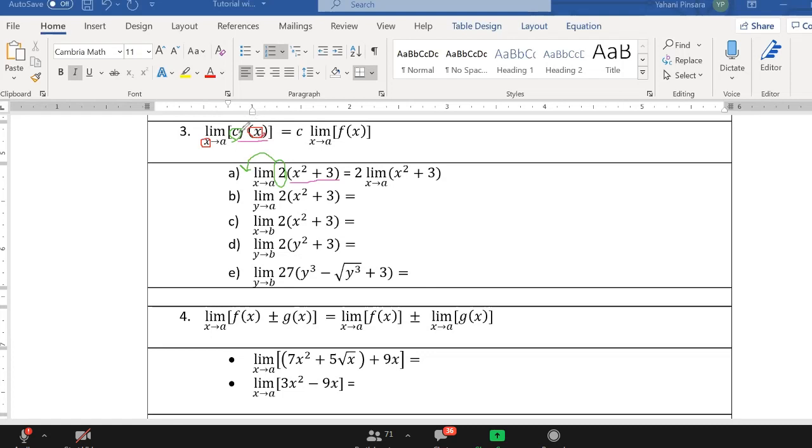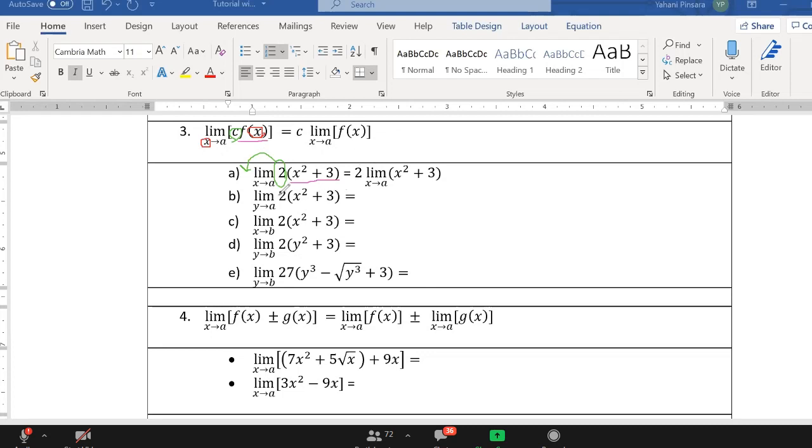And that particular function should be multiplied by a constant, right? So this function should be a function of the limit's variable, which is x here, and this function should be multiplied by a constant. In that case only you can apply this particular rule, right?